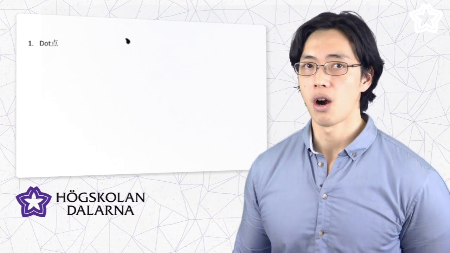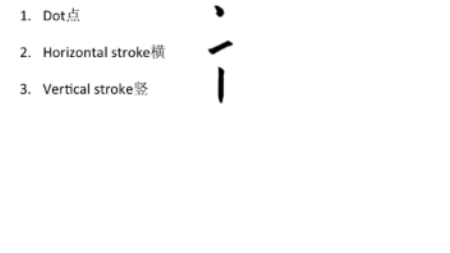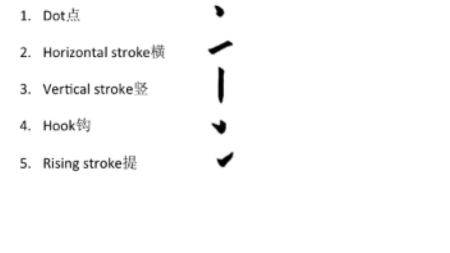These basic strokes are, the first one is we call them 点, dot, up and down. And the second one, we call it horizontal stroke because it's from left to right. And the third one is vertical stroke from up to down. And then we have a little hook, go. And then we have 提, rising stroke, up.